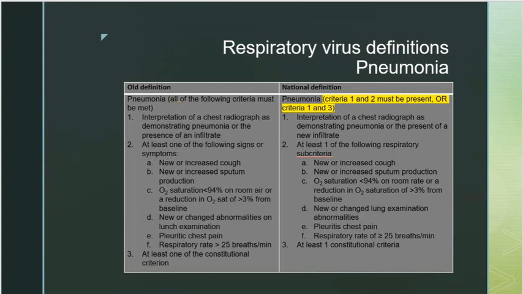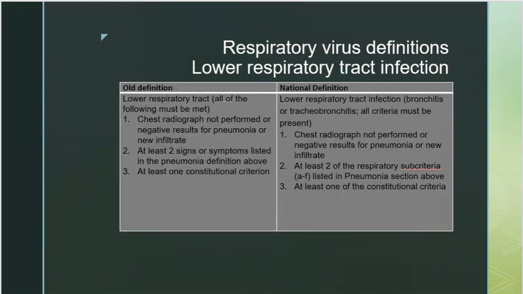New or changed lung examination abnormalities, pleuritis, chest pain, or lastly, a respiratory rate of greater than or equal to 25 breaths per minute. And number 3 is at least one of the constitutional criteria. Those have changed slightly as well in the national case definitions from what you're used to using, so I'll go over those at the end of my list of respiratory definitions. The last respiratory definition is exactly the same as what you're used to using, and that is the lower respiratory tract infection. It has not changed at all.